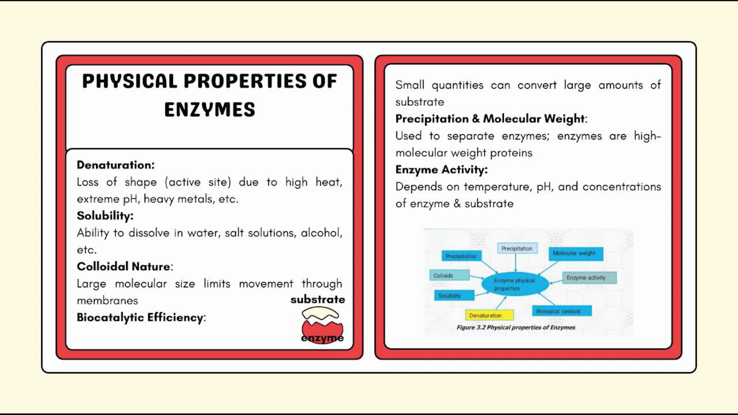The sixth one is enzyme activity. This is how fast an enzyme works, and it depends on factors like temperature, pH, and the concentration of both enzymes and substrate. See figure 3.2 for a visual summary of these physical properties.